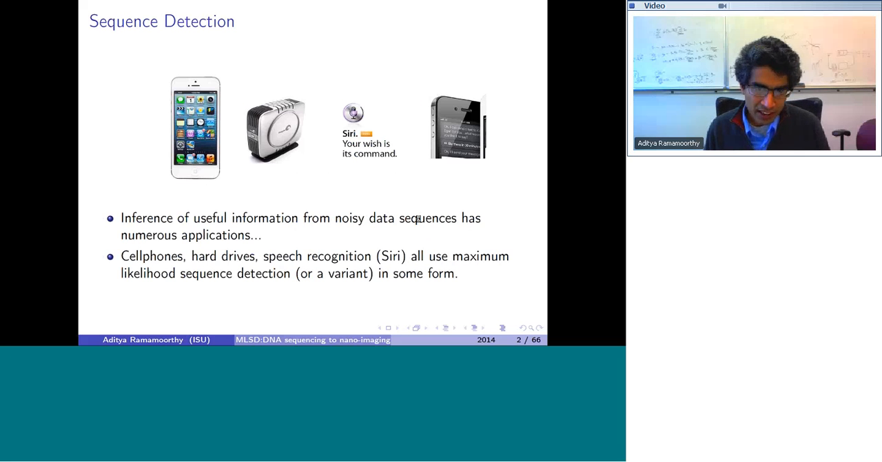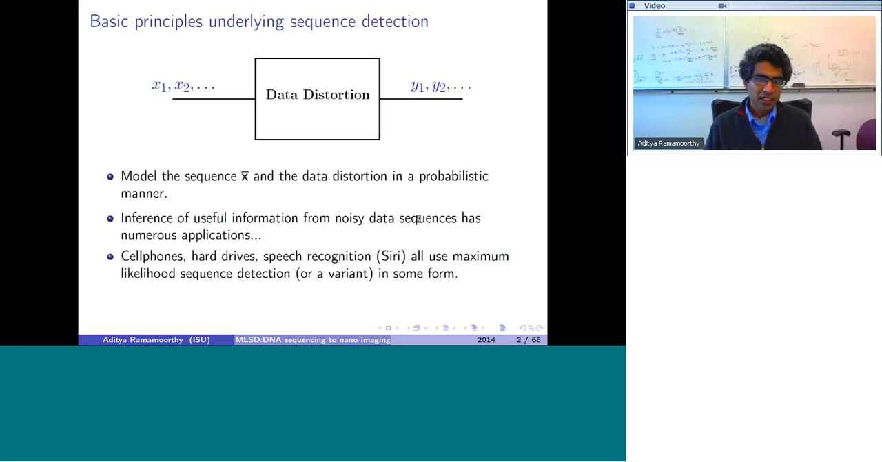So broadly, sequence detection, as we all know, is a fairly powerful idea. It is a part of many major technologies: cell phones involve bit detection and convolutional codes. We have speech recognition engines that use a variant of maximum likelihood sequence detection in some form or the other, and hard drives also use sequence detection extensively. So it's a technology that has revolutionized a number of fields.